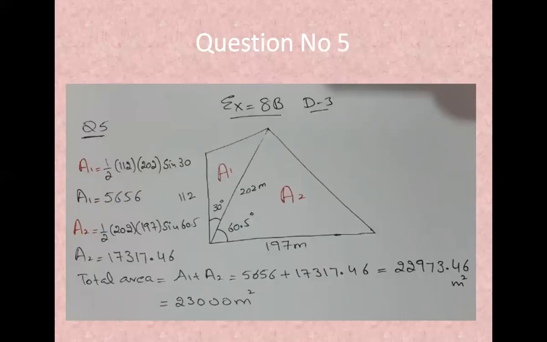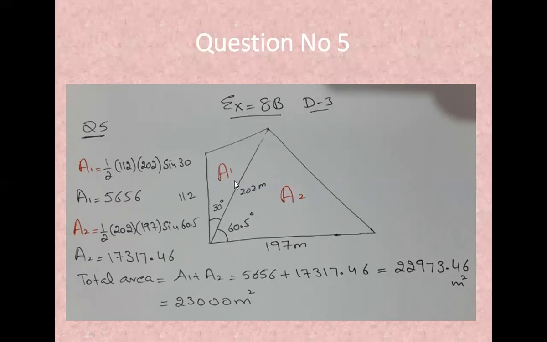So we have the next question, and the figure shows the plan of the two neighboring states in the form of two triangles. That diagram is given in the question. The question is calculate the area of the two states. Here is one state, and that's 112 meter long. This side is 202 meter long. The angle between them is 30 degree. This side is 202 meter, this side is 197 meter, and the angle between them is 60.5.